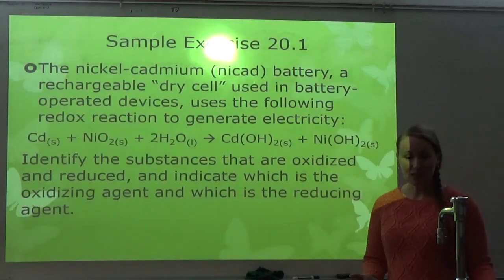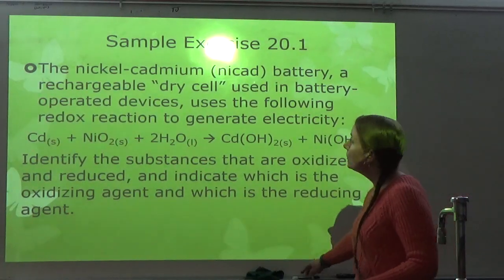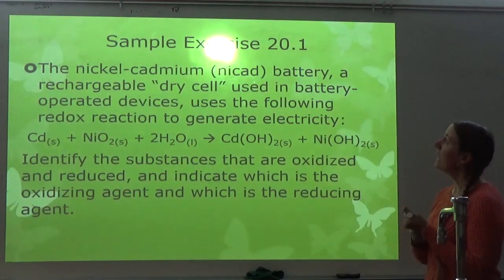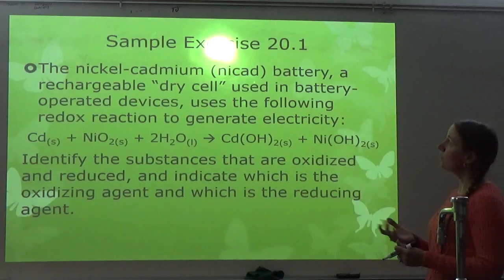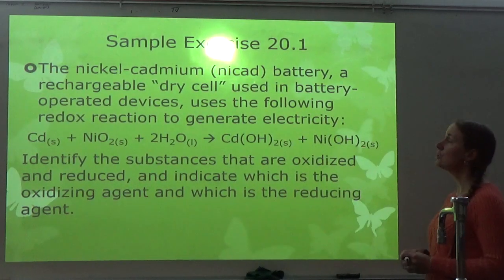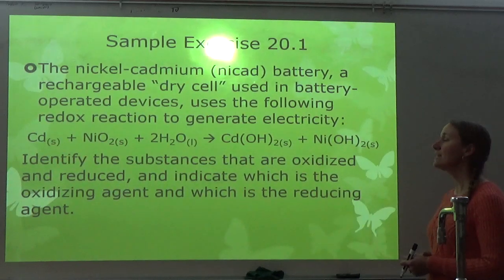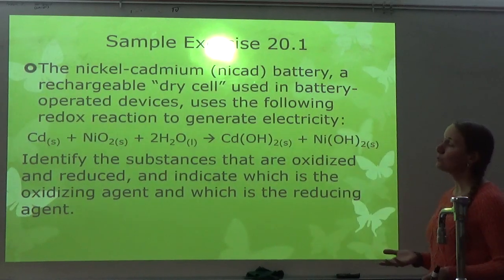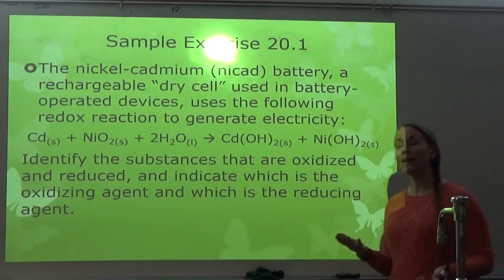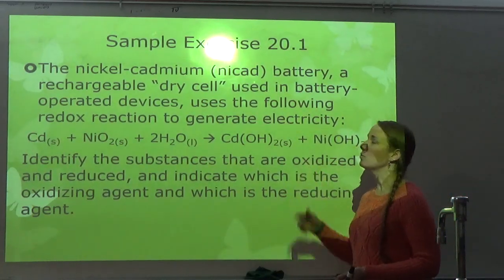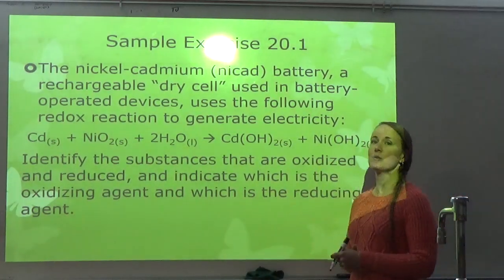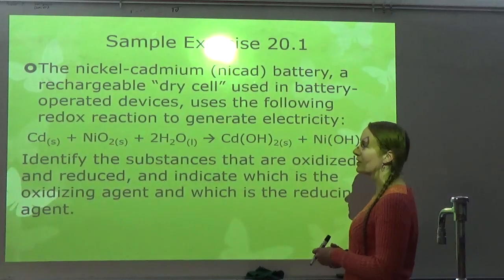Alright, so let's look at our first one together. It says that we have a nickel-cadmium battery, a rechargeable dry cell used in battery-operated devices, and it uses the following redox reaction to generate electricity. Here's our reaction. It says identify the substances that are oxidized and reduced, and indicate which is the oxidizing agent and which is the reducing agent. Again, on the AP exam, they might only ask you what's oxidized and reduced. They're not going to ask you about the agents, but we're going to go ahead and answer that part anyway.